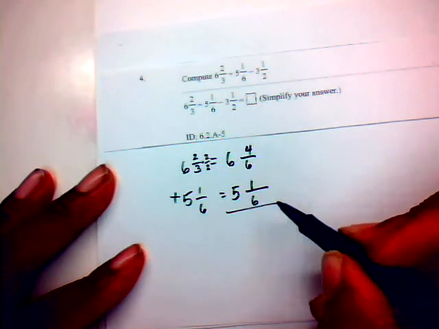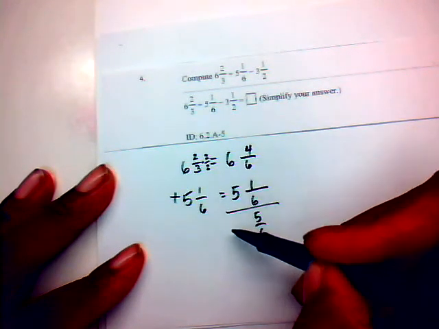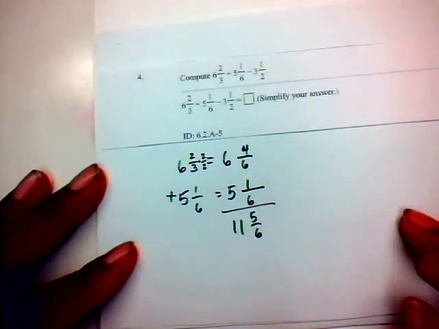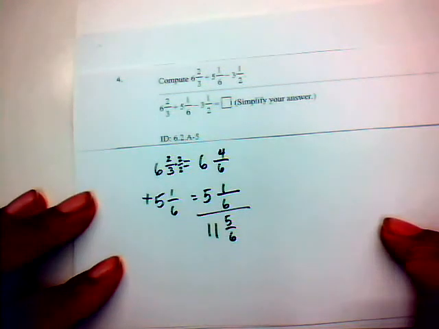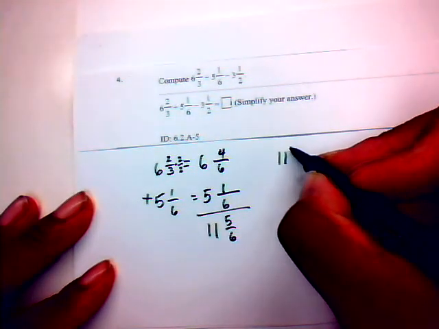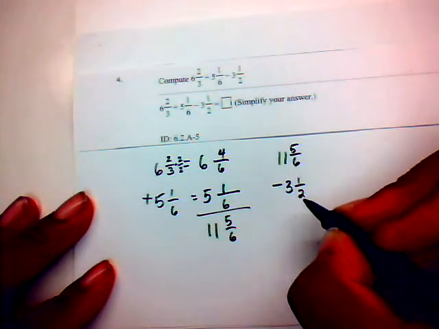Let's add those two together. The 4/6 and the 1/6 will be 5/6. 6 plus 5 is 11. Okay, so now we got 11 and 5/6. Now what we need to do here is take 11 and 5/6 and subtract from it 3 1/2.